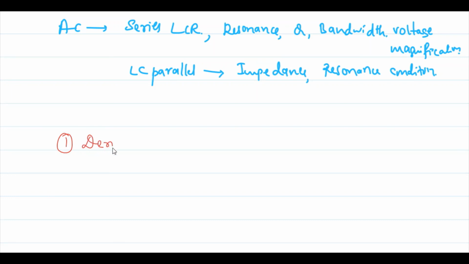derive an expression for the parallel circuit impedance. You need to derive the total impedance here.